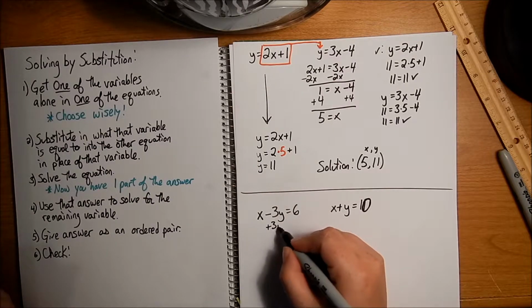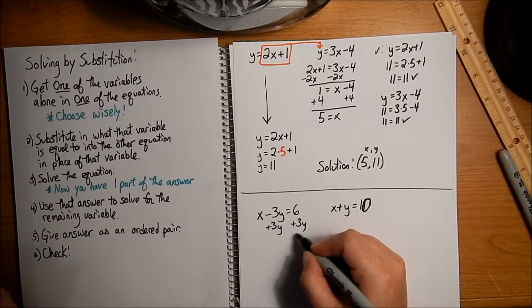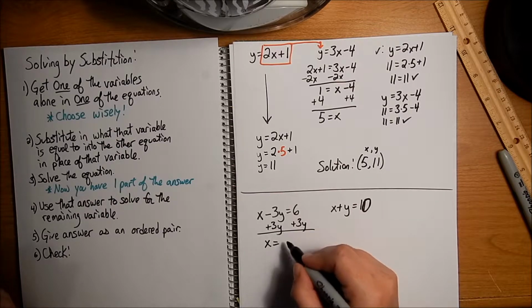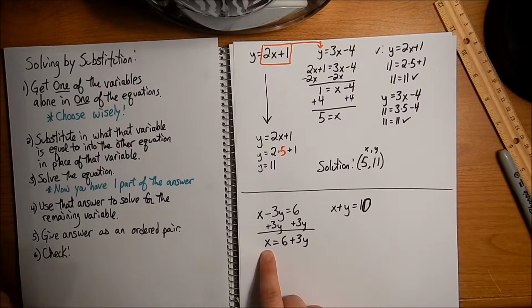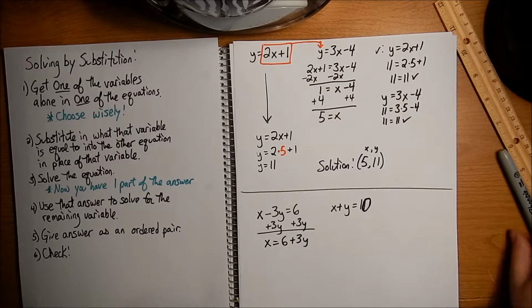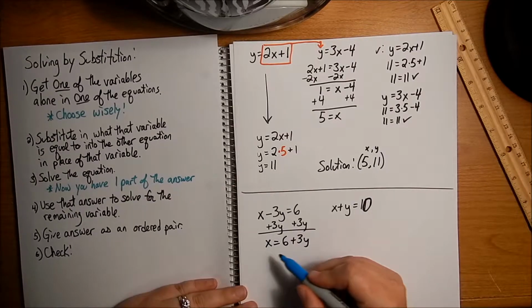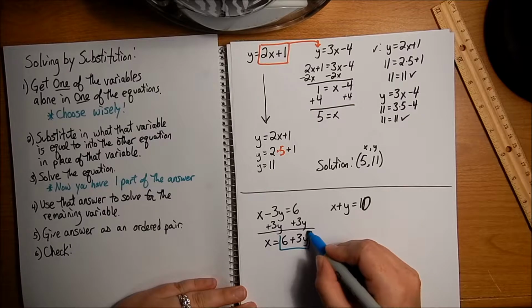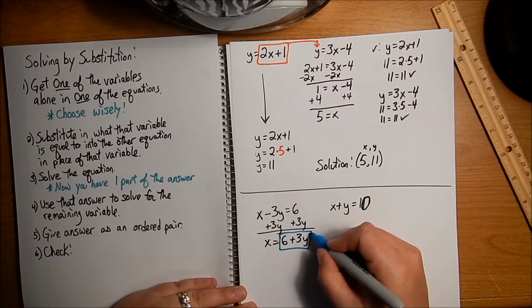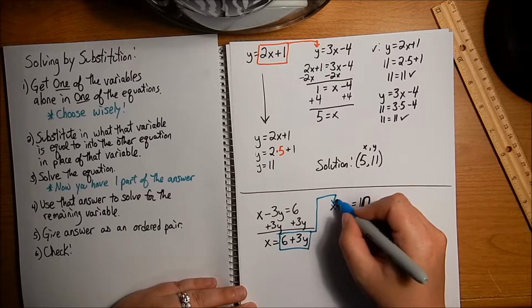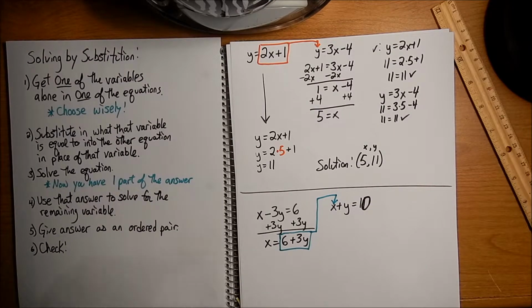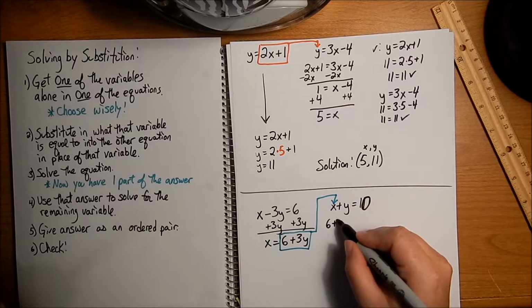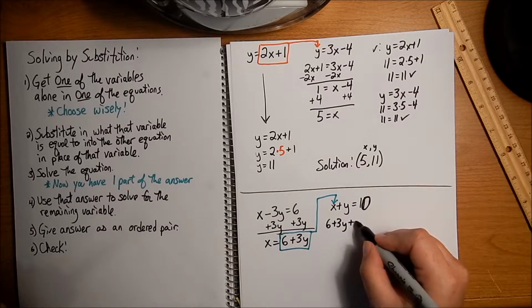So we'll add 3y to both sides. So I have x equals 6 plus 3y. So now I have one of the variables alone in one of the equations. That's exactly what I want. So I'll do that same thing as in the last one. X is equal to 6 plus 3y. So I'm going to go to my other equation, and instead of writing x, I'm going to write 6 plus 3y. So that's going to look like this. 6 plus 3y plus y equals 10.